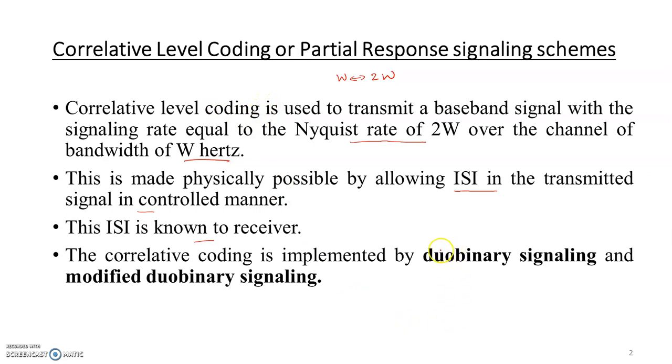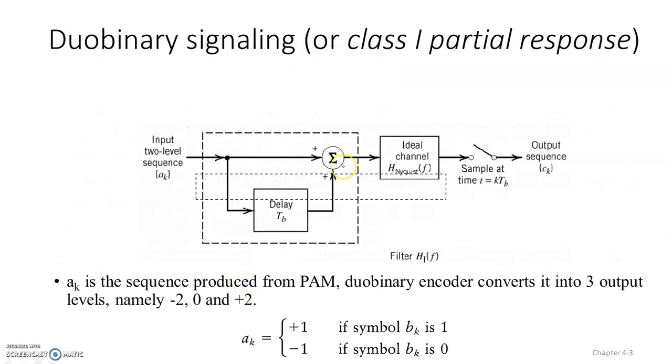This is implemented by two methods. One is duobinary signaling and the second method is modified duobinary signaling. In this lecture, we will see what is duobinary signaling and the transfer function of a duobinary signaling system. This shows the block diagram of the duobinary signaling. Duobinary signaling is also known as class 1 partial response. Here is the block diagram, and you can see this part is a normal Nyquist channel.